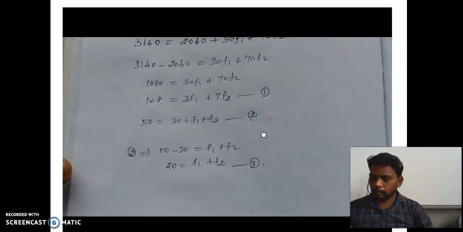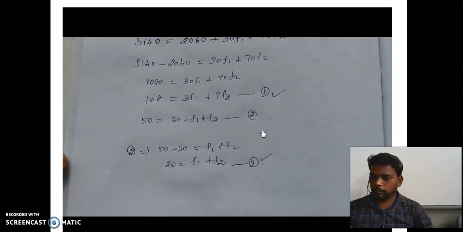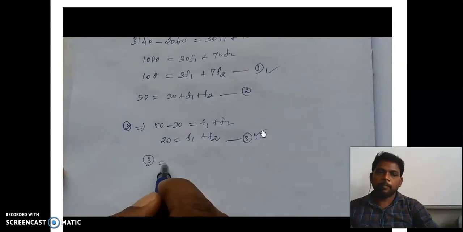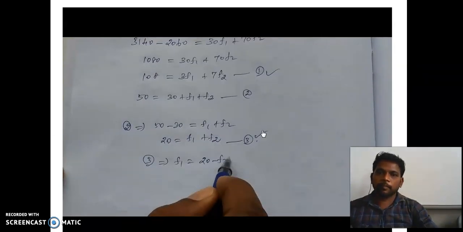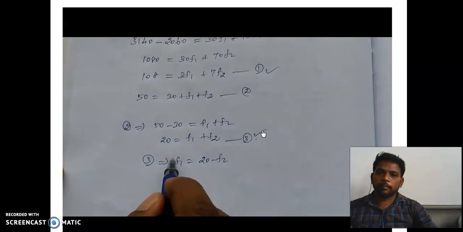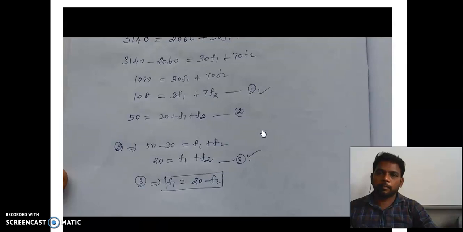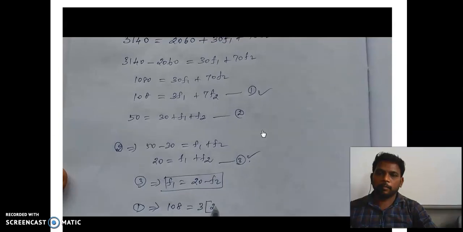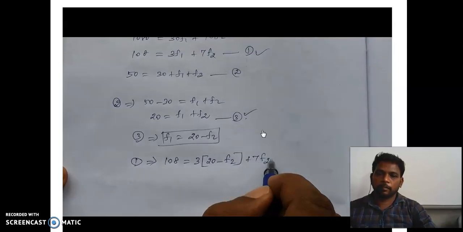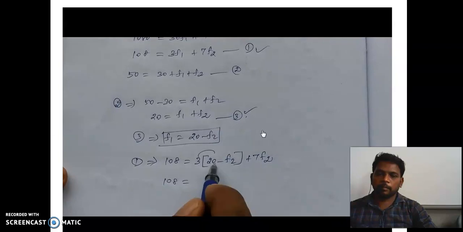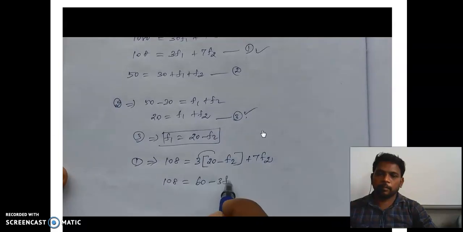Now we are going to solve equations 1 and 3. Find the value of f1 from the third equation, that is f1 equals 20 minus f2. Now I am going to substitute this value in equation number 1. So 108 equals 3 into (20 minus f2) plus 7f2. Multiply 3 inside: 3 twenties are 60, minus 3f2 plus 7f2.